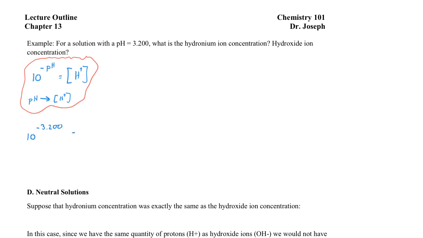Now, typing this into your calculator will give you the hydronium ion concentration as 6.31 times 10 to the minus 4, and that's in units of molarity, or moles per liter. All right, now the second part of the question asks, what is the hydroxide ion concentration? So a key concept here is that the ratio of hydronium ion concentration and hydroxide ion concentration is a constant. So if you know one, you can always know the other.